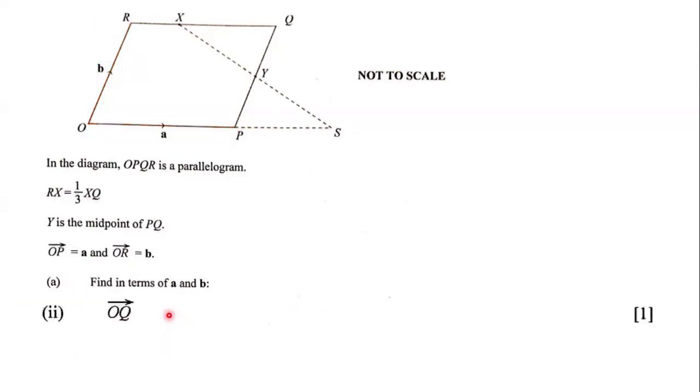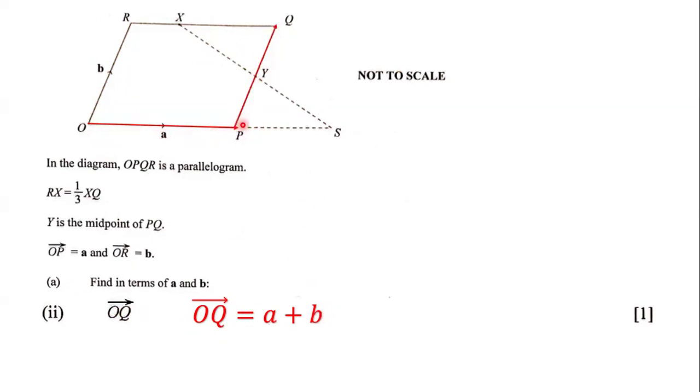Next, we have to do OQ. OQ means that we start at O but we end at Q. And so we'll go from O to P, and then from P to Q. So OQ is equal to a. The reason why we use a is because when we go from O to P, we use a. And then when we go from P to Q, we use b.